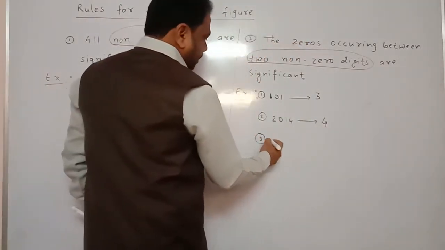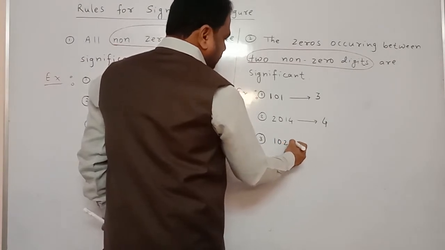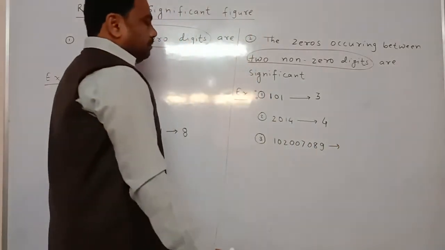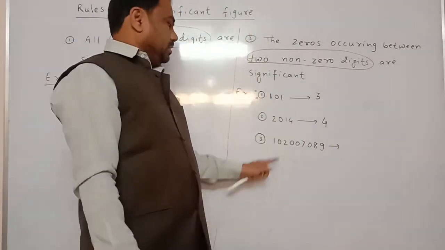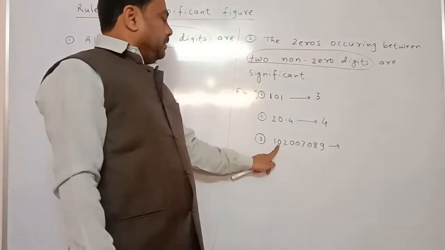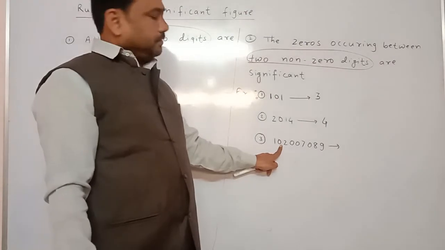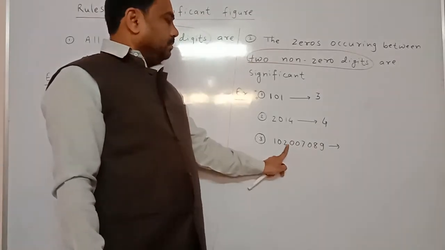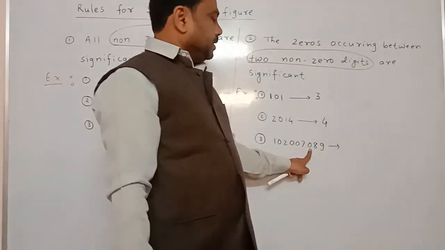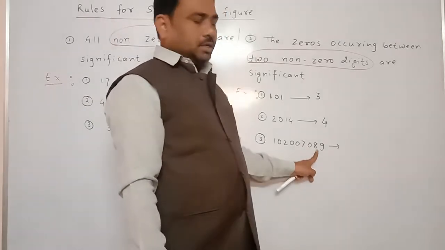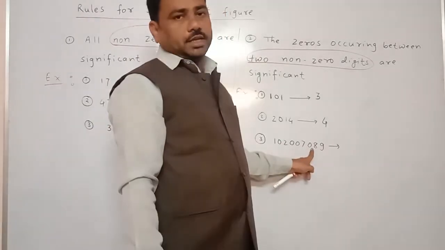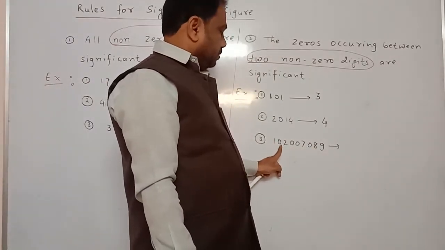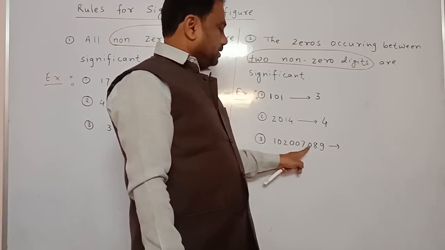Suppose third example, like 102007089. In this given number, how many significant figures are there? See, this 0 is present in between 1 and 2, therefore this 0 is significant. There are two zeros after 2, that is, these two zeros are present in between 2 and 7. Another 0 is present in between 7 and 8. So all these zeros are significant figures. Therefore total significant figures are 1, 2, 3, 4, 5, 6, 7, 8, 9.